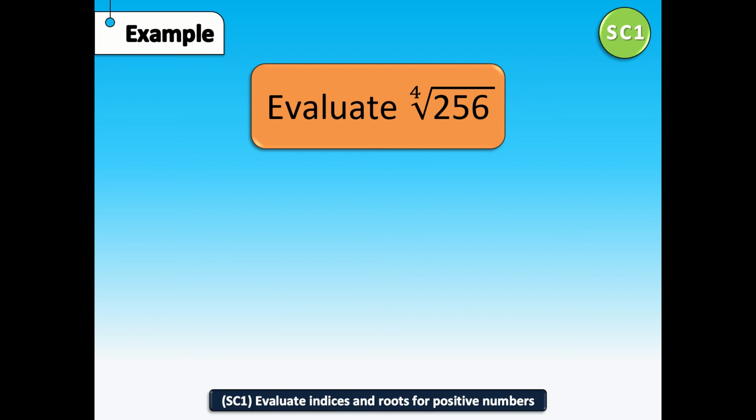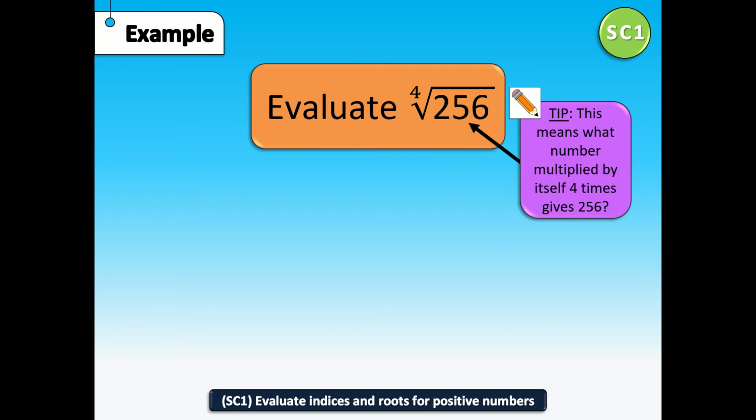Here we want to do the 4th root of 256. So this means what number times by itself 4 times makes 256. Now you're not expected to know this off the top of your head, but you are expected to be able to work it out. And we do this by trying out possibilities starting at 1.